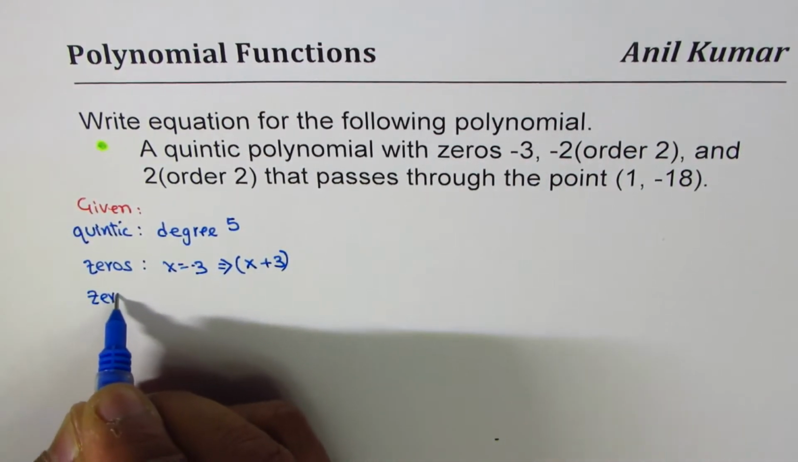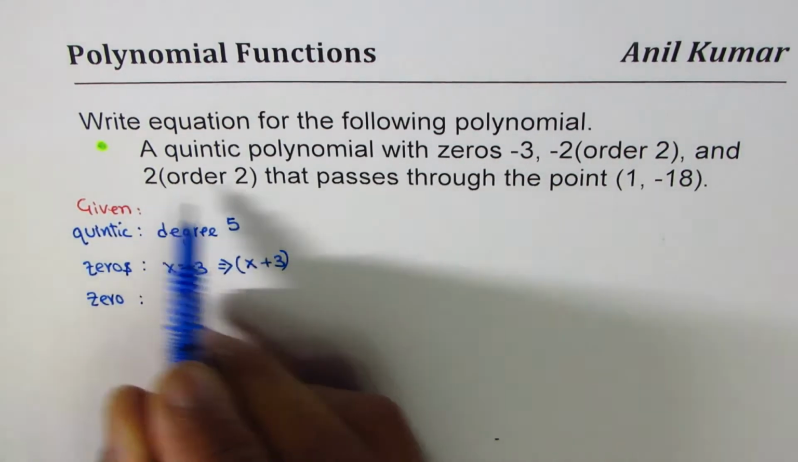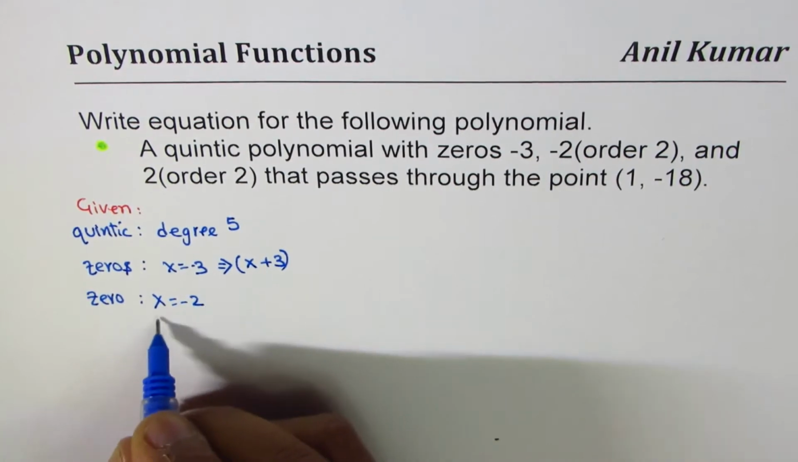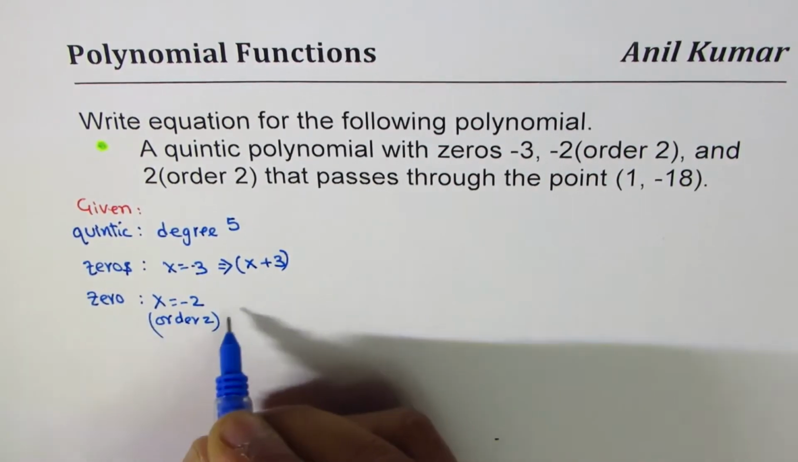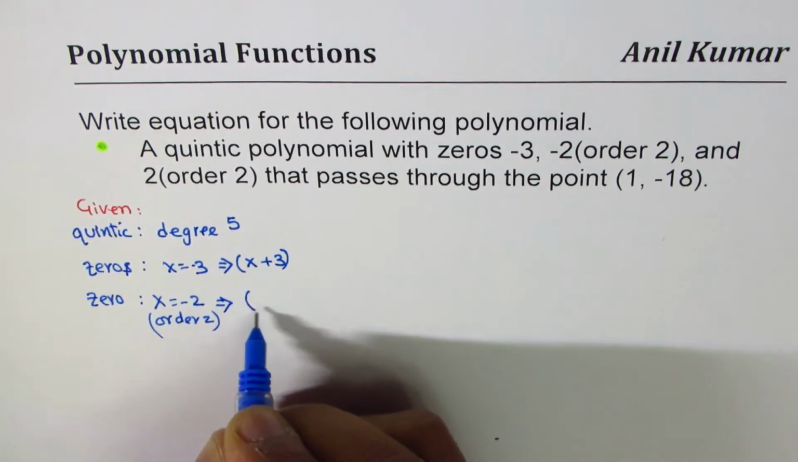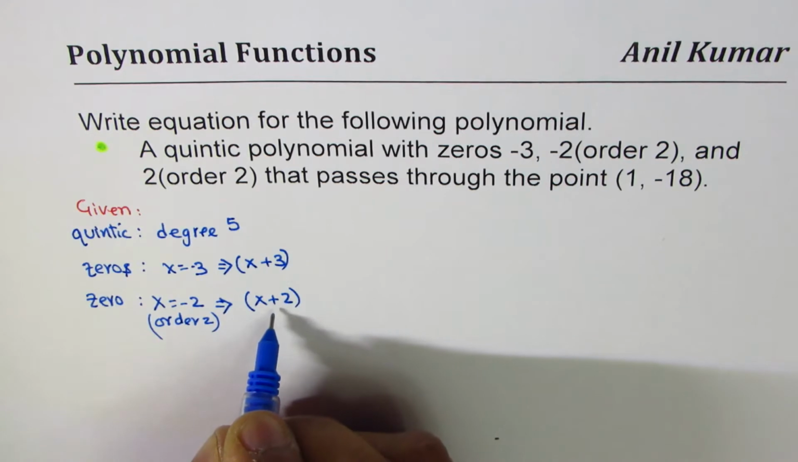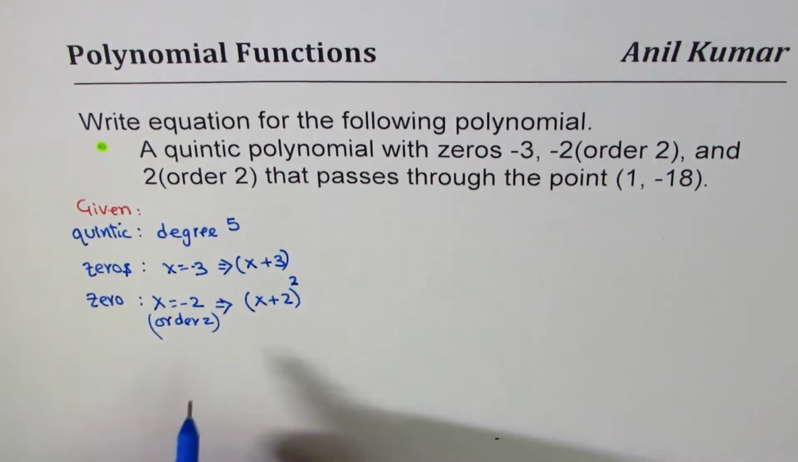Now the next zero is given to you at -2. So x equals -2, and the order is 2. That really means that the factor should be (x plus 2), ensuring 0 at -2. Order 2 means to the power of 2, right?